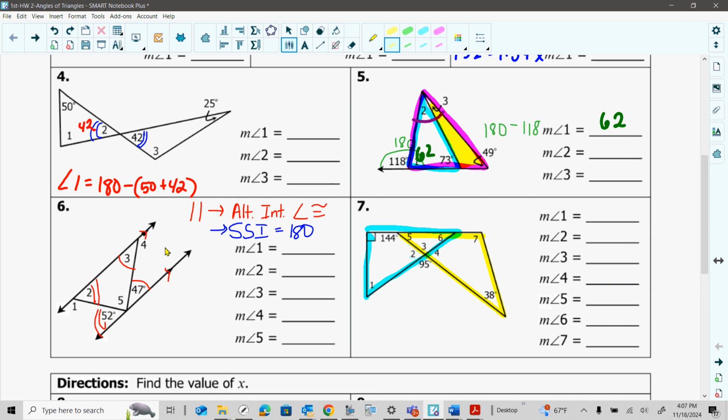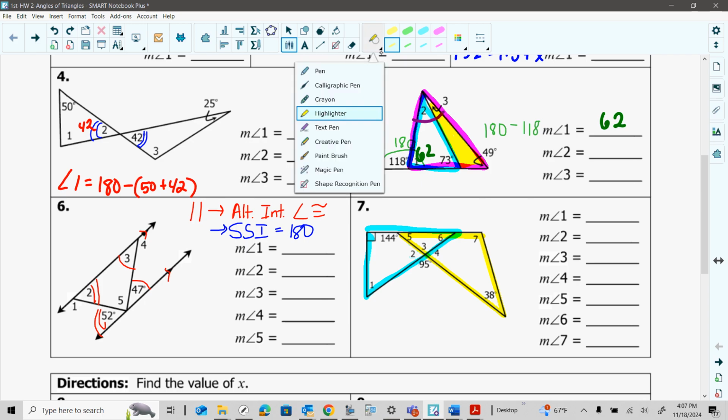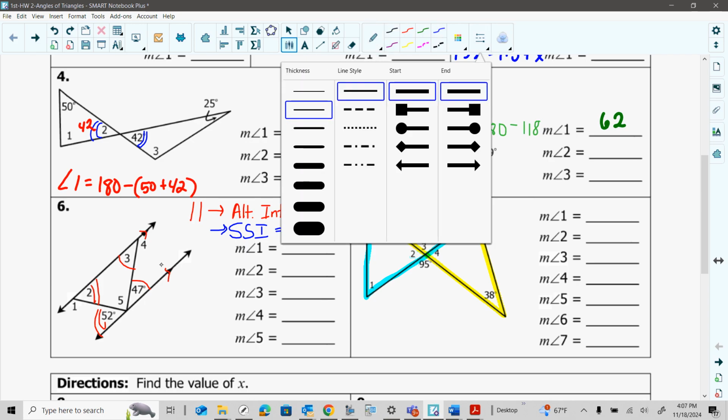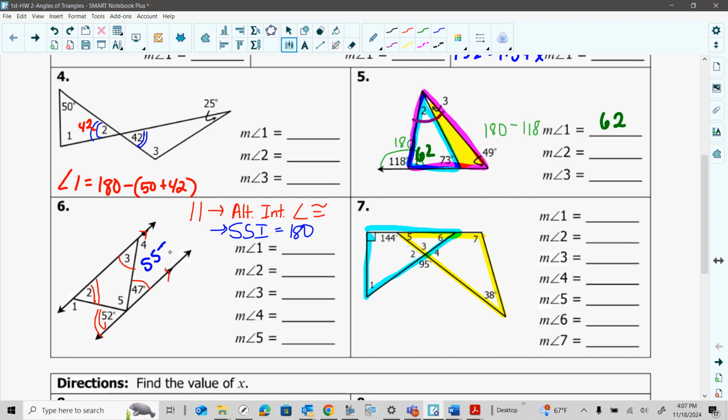For angle 4, this is when we're using same side interior angles. Change my font real quick. There's same side interior with angle 4, which means I'm doing 180 minus the 47. Okay. So it's going to take some problem solving. There's not just one way. You can do same side interior as well with angle 1, and then you have your triangle to get to angle 5.